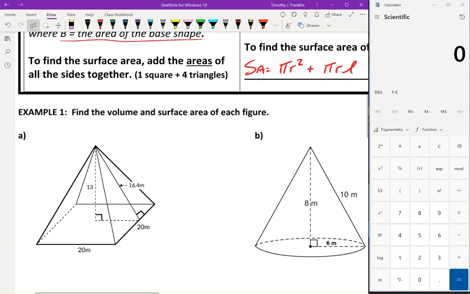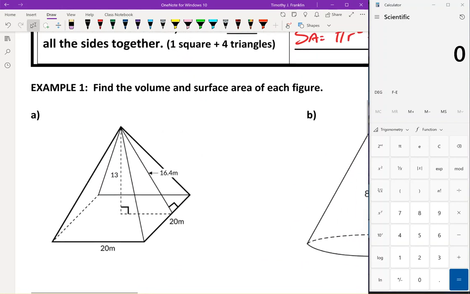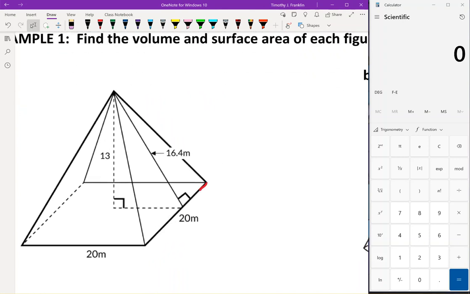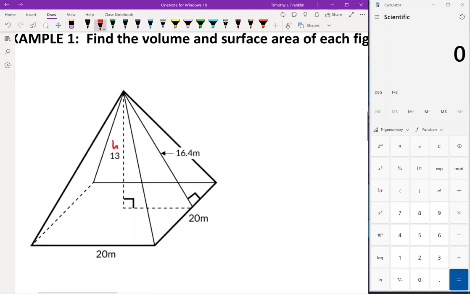So let's try a couple of these and we'll see how it goes. We're going to find the volume and surface area of one of each. So for this square pyramid, you can see we have a square with sides of 20 meters on the bottom. The height of the pyramid is 13. And we are also given the slant height of this square pyramid. Importantly, it's not the corner distance, that would be longer, but it is the height of this triangle on the side. And we'll need that for surface area.